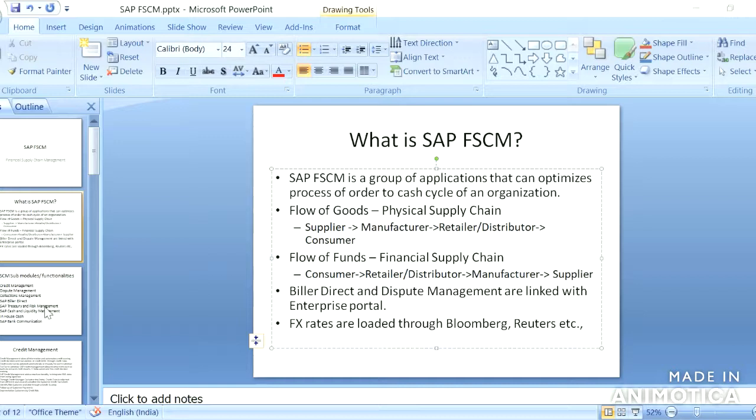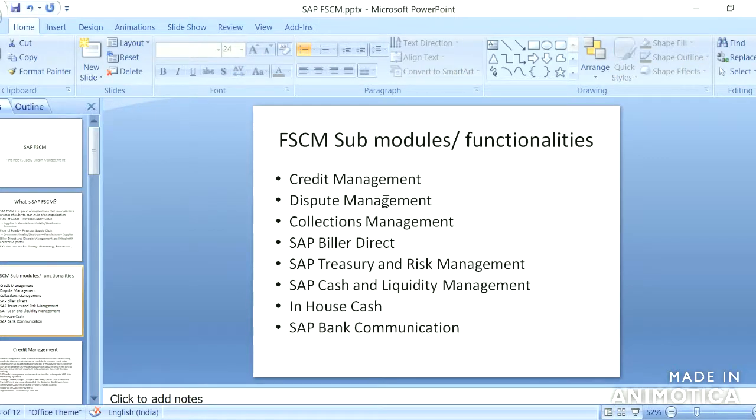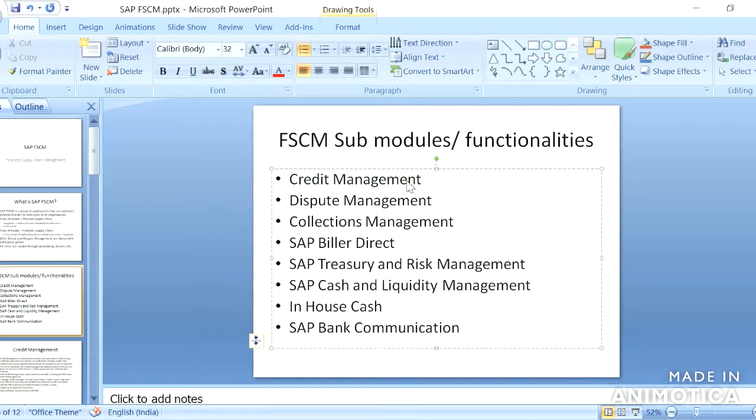So now let us see what are the submodules in FSCM. So there is credit management, dispute management, collections management, SAP Biller Direct, treasury and risk management, SAP cash and liquidity management, in-house cash, SAP bank communication.